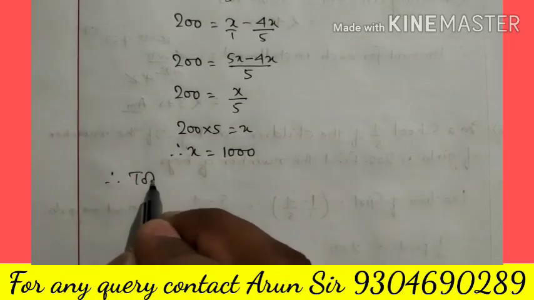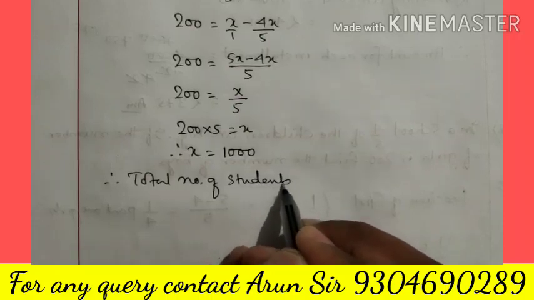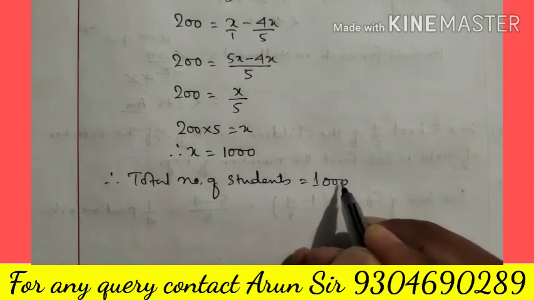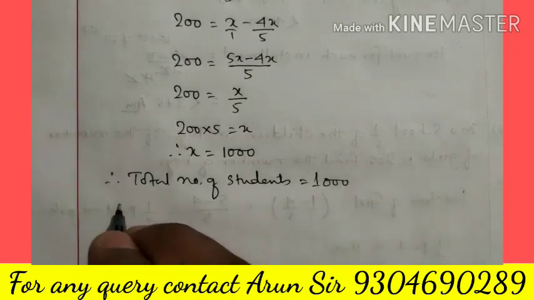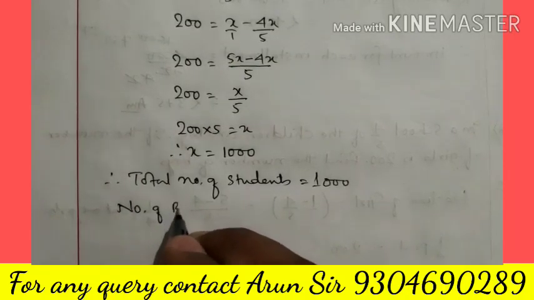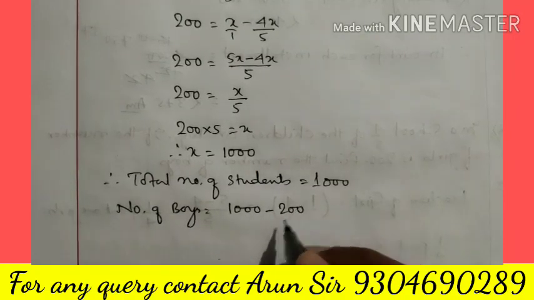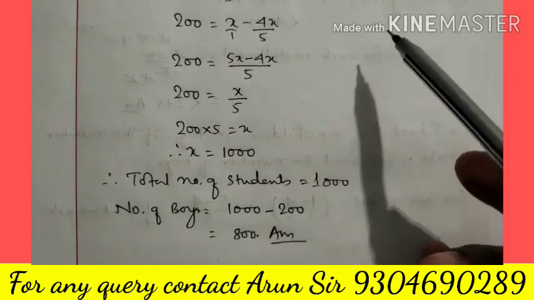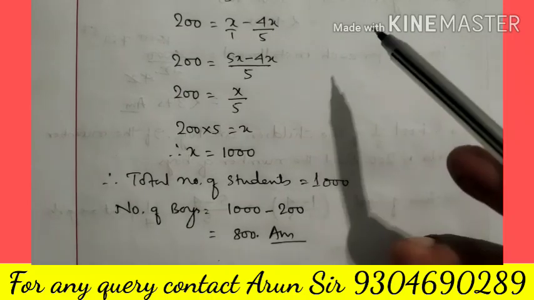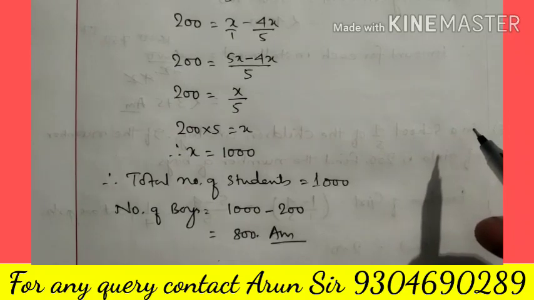Therefore the total number of students is equal to 1000, and out of 1000 students, 200 students are girls. The number of boys is equal to total students minus number of girls. Therefore the number of boys will be 800. This will be your answer.